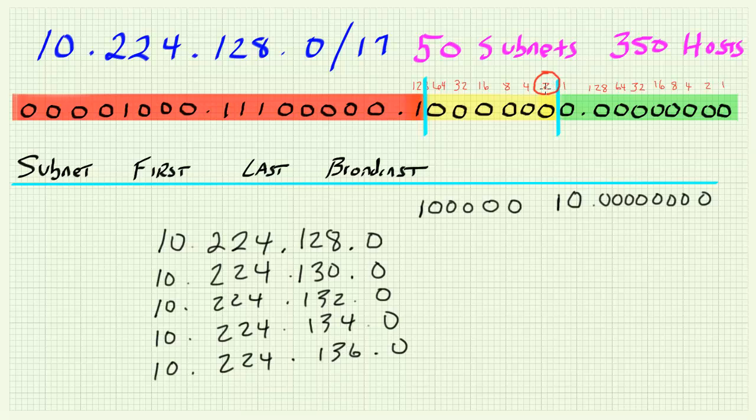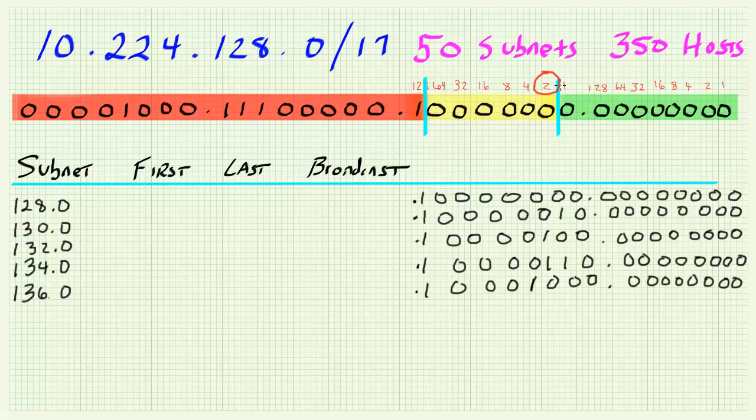And the reason why we're incrementing by 2 is that the least significant subnet bit is 2, so that's the smallest. That's what the increment is going to be. We're going to be incrementing by 2s because that is the least significant subnet bit that we have.